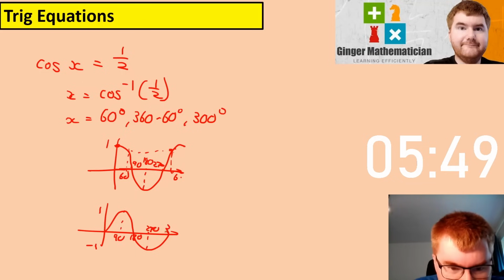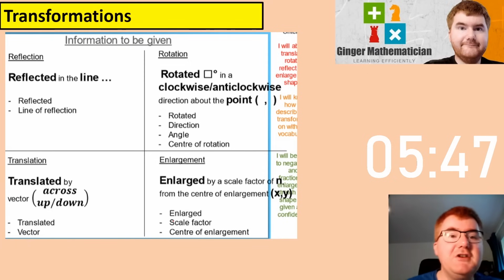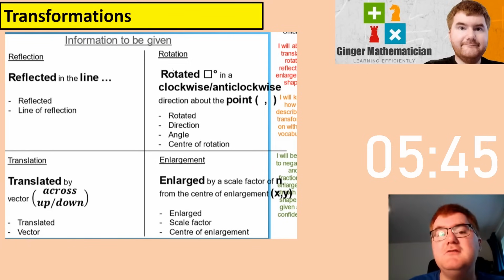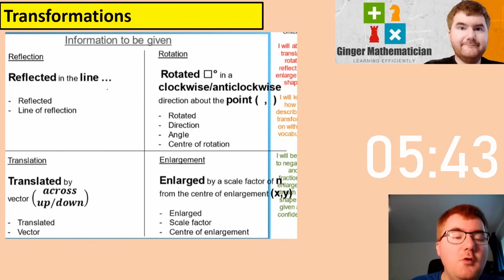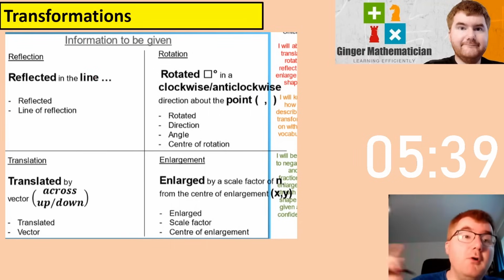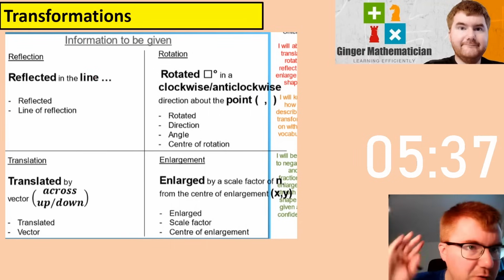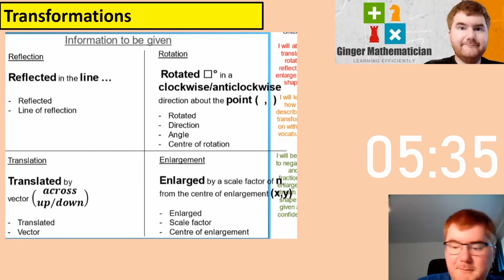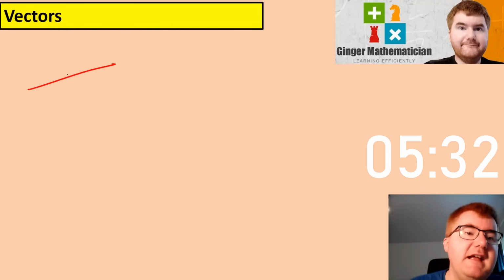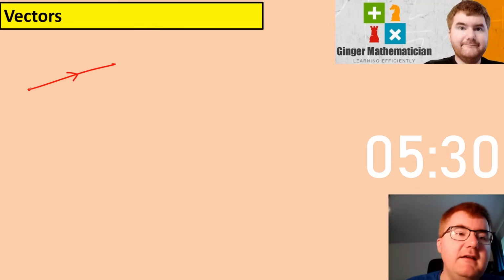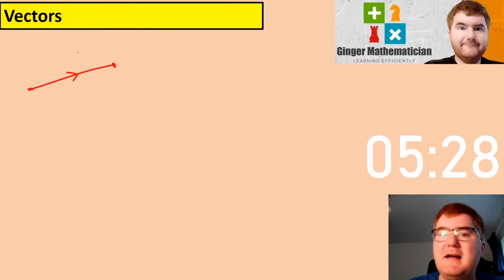270 and 360. Okay, transformations, so you have reflections, translations, rotations, and enlargements. These are all the facts that you need to know for those particular transformations. Again, want more information on this, very hard to do in a very short video, then check out the video above. Vectors, so all a vector is, it's essentially a line with a direction and magnitude.